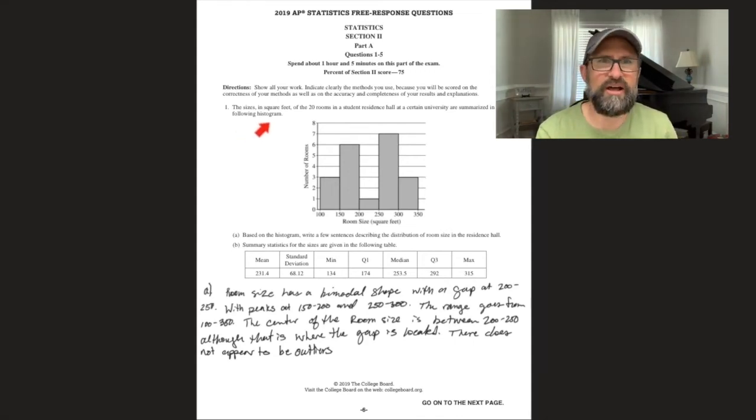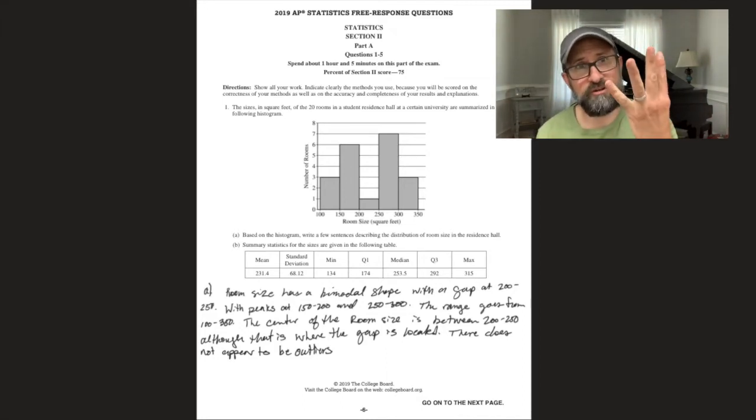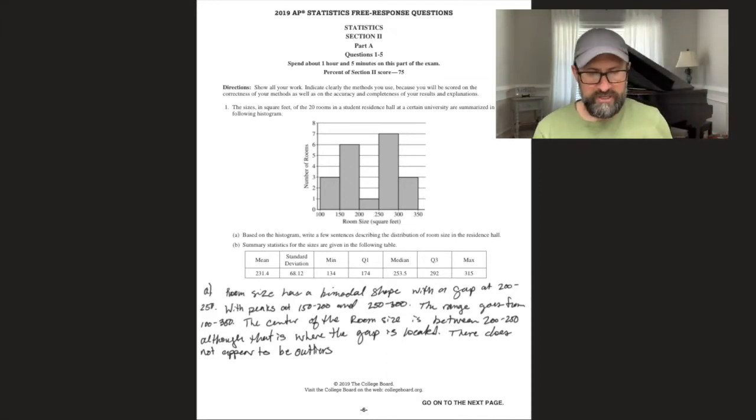So the first thing we have is a histogram that is talking about the room size in square feet. The first thing it says is describe the distribution. Well, describing a distribution requires 3 things: shape, center, spread, and any unusual features. So 4 things really. There are definitely some things I need to talk about.